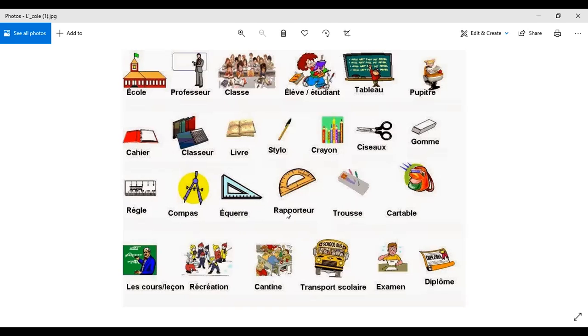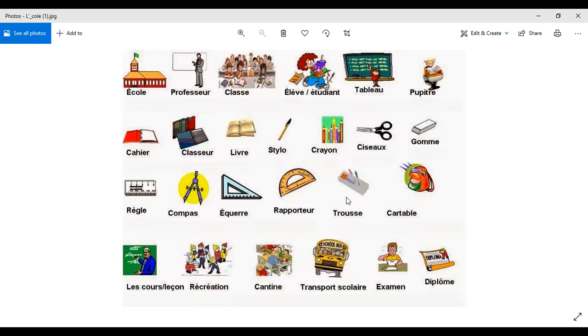Now it's D, rapporteur. Say it with me, rapporteur. Okay, trousse. This is most important. Trousse means pouch. It's very, very useful and it's a feminine noun. And how can you say she has a pouch? So I think I should give a chance to Aisha to say it loudly. She has a pouch in French.